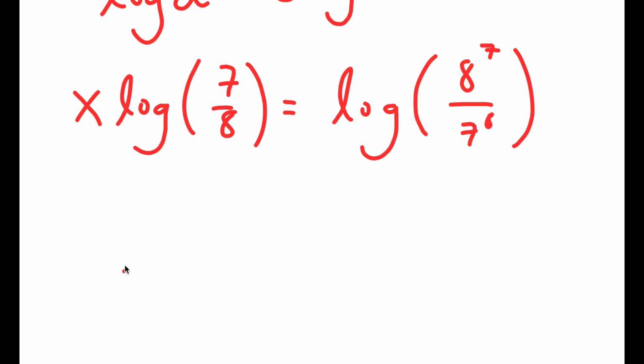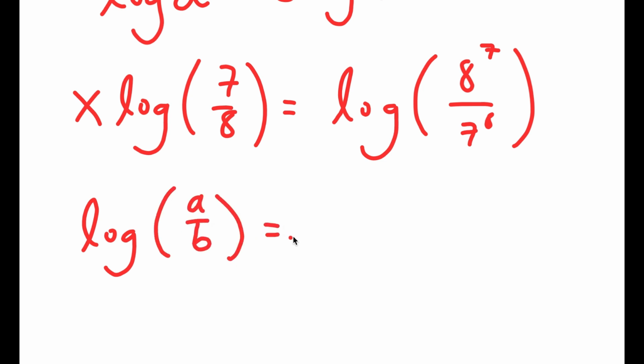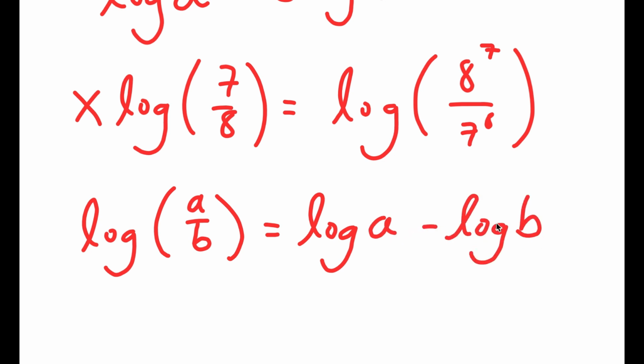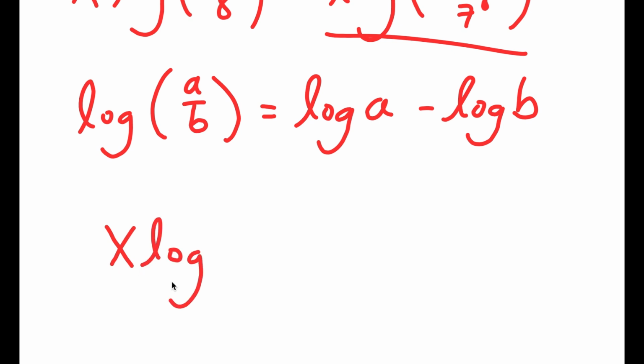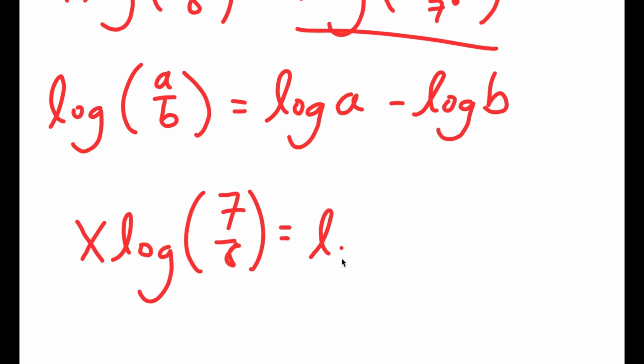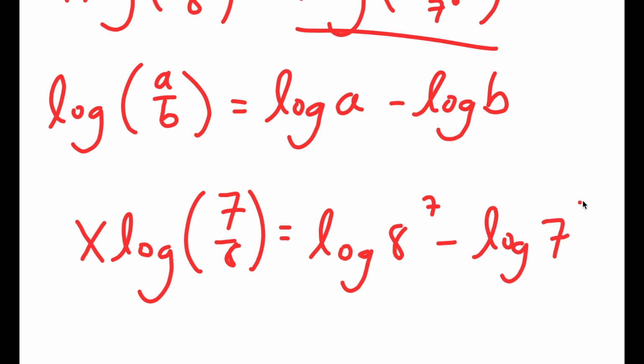Now, another property of logarithms is that if I have something in the form log a over b, this is equal to log a minus log b. So I'm going to be using this property on log 8 to the power of 7 over 7 to the power of 8. So now I get x times log 7 over 8 is equal to log 8 to the power of 7 minus log 7 to the power of 8.